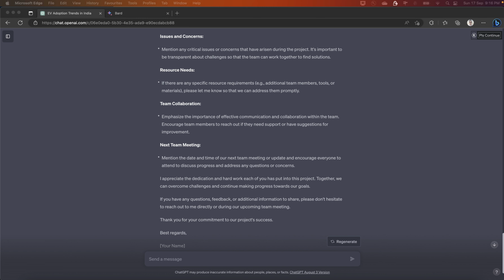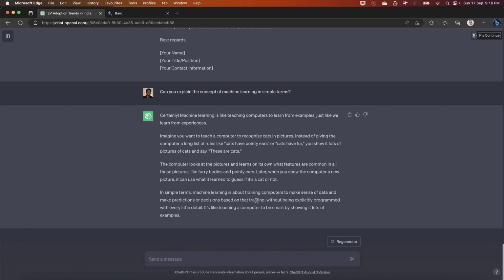Let's say, can you explain to me the concept of machine learning in simple terms? And what it says here is, imagine you want to teach a computer to recognize cats in pictures. How would you do that? Instead of giving the computer a long list of rules like cats have pointy ears, cats have fur, you show it lots of pictures of cats and say these are cats. So this is what data training is. It's pretty nicely done and nicely written, right? Anyone can understand this. And this is what it is doing.